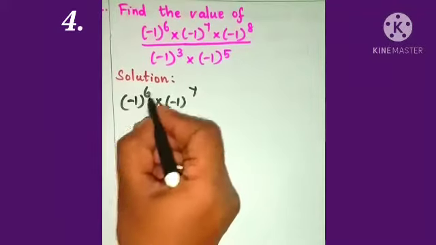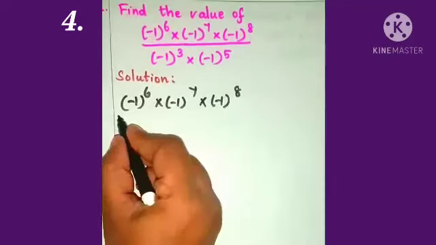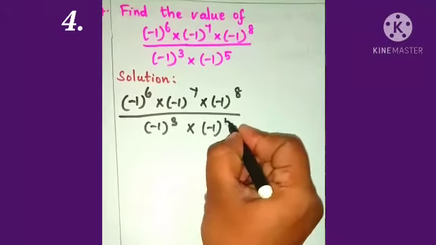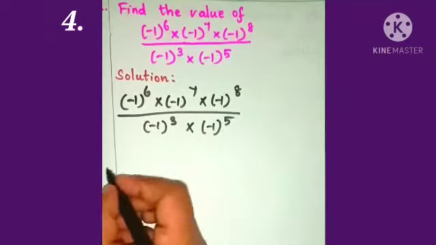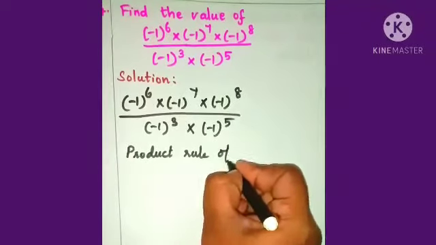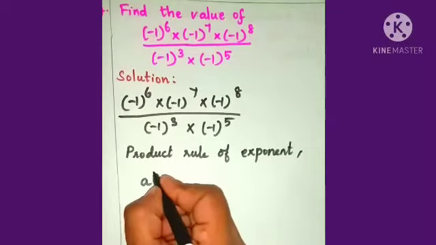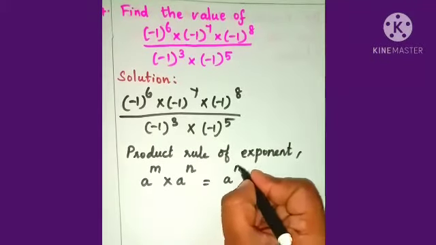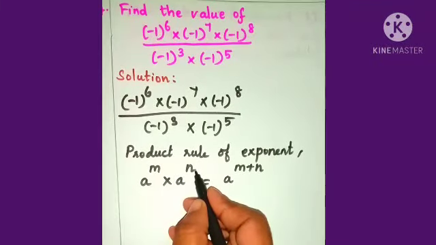Minus 1 to the power of 6 into minus 1 to the power of 7 into minus 1 to the power of 8, the whole divided by minus 1 to the power 3 into minus 1 to the power of 5. Now students, here we are using product rule of exponent. What is the product rule of exponent? We know that a to the power of m into a to the power of n is equal to a to the power of m plus n, for the whole numbers m and n.